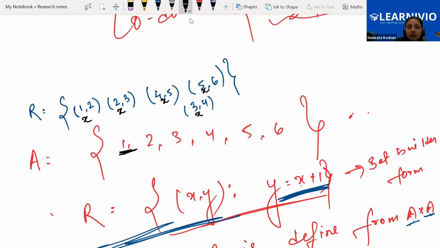So for each, y will be whatever is there as the first element, plus 1. Now x as 6 we are trying to take, but the next element will be the first plus 1, that is 7. But 7 is not there in A, so we are not allowed to take that.